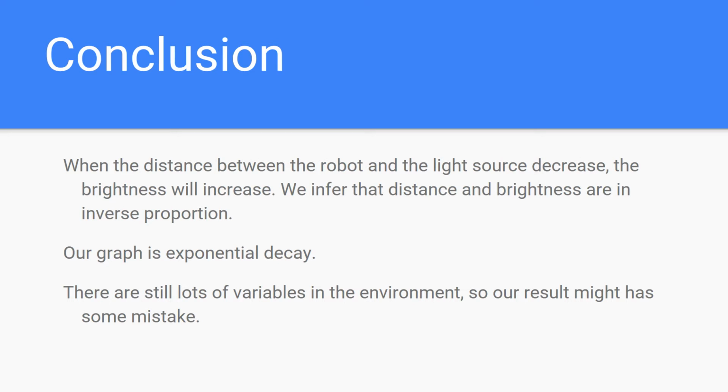In our conclusion, when the robot moves farther from the light source, the brightness will decrease. However, we should fix some control variables to make the experiment more accurate.